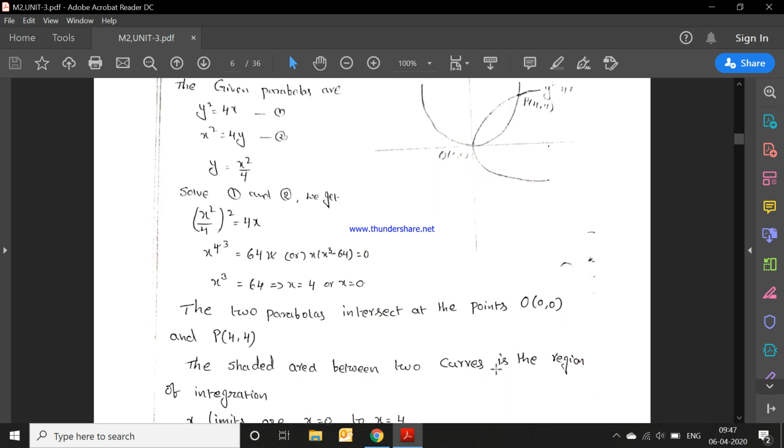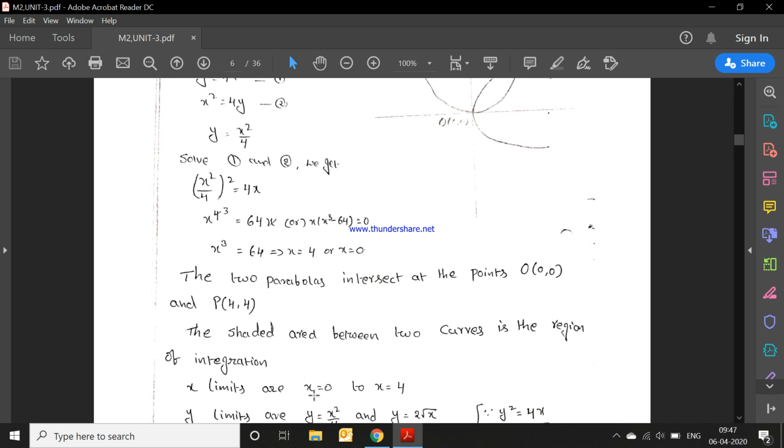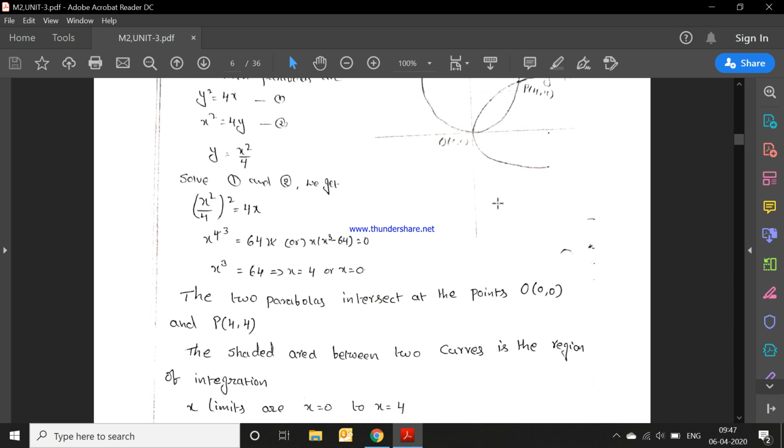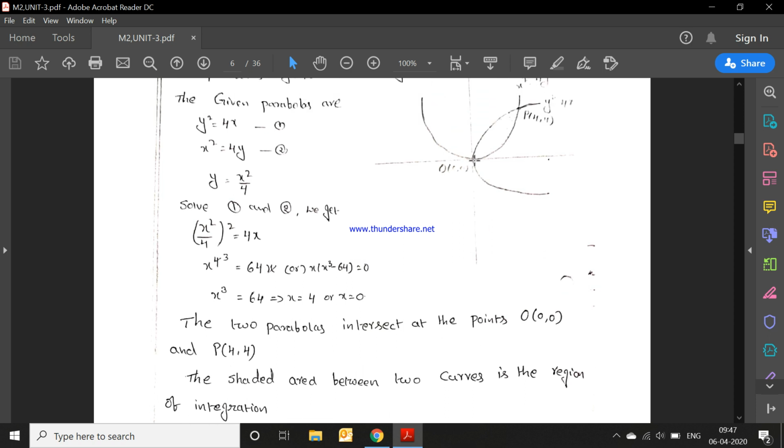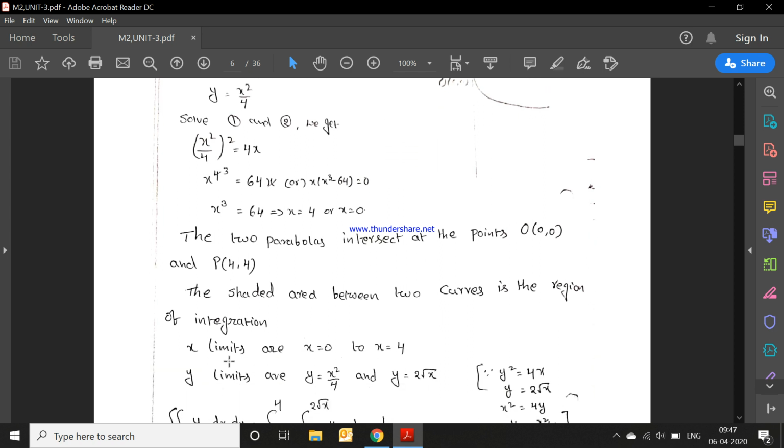The shaded area between the two curves is the region of intersection. This is the shaded area between the two curves. So, x limits are x is equal to 0 to x is equal to 4. If you want to find the limits for the given region, you have to fix one set of limits. So I am taking the x limits as the fixed limits, x is equal to 0 to x is equal to 4.